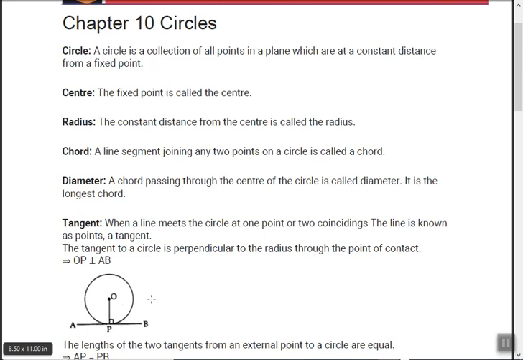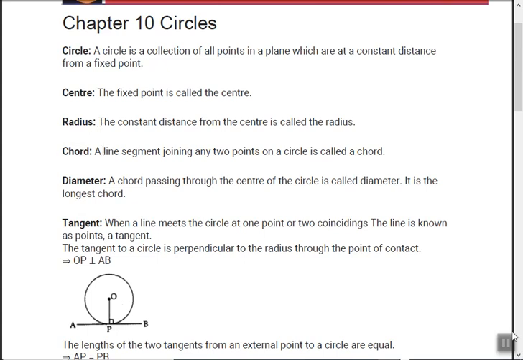They are at a constant distance, meaning starting from O, which is called the center, all these points on this are at an equal distance. So OP is called the radius. That is a circle basically, a constant distance from a fixed point. That fixed point is called the center. The constant distance from the center is called the radius, this OP. These are simple things, so let's move on fast.